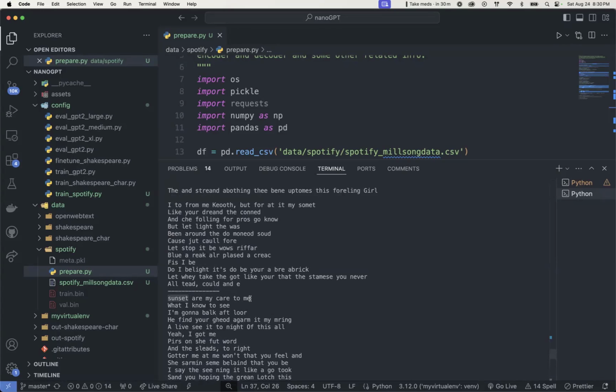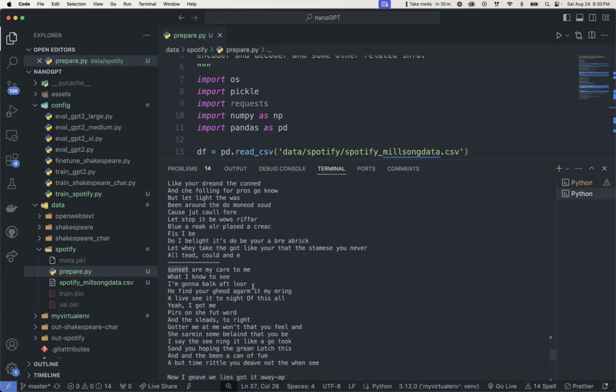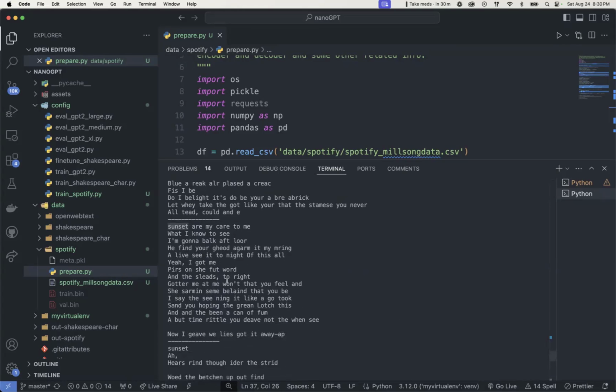Sunset are my care to me. What I know to see. I'm gonna bark aft lure. Okay, it's complete gibberish. It's probably the worst large language model in the history of large language models, but still it's something, right? In 2 minutes we created this large language model.